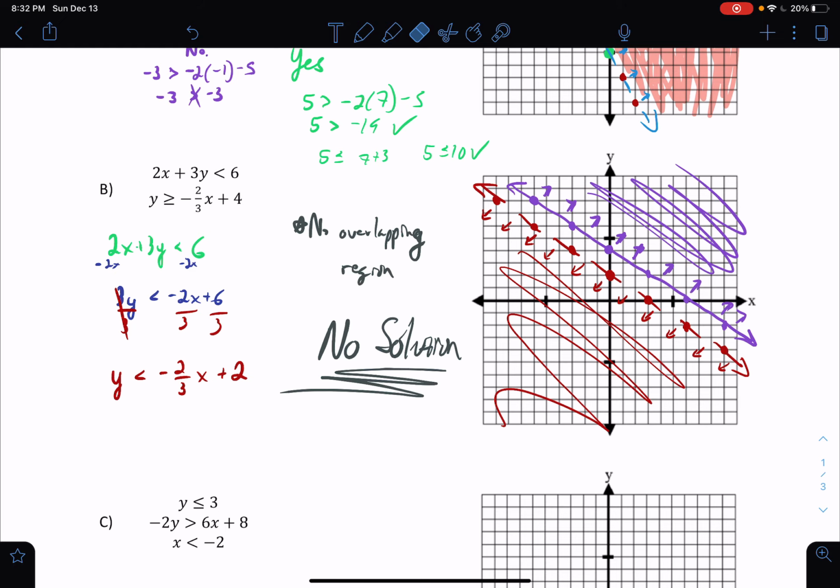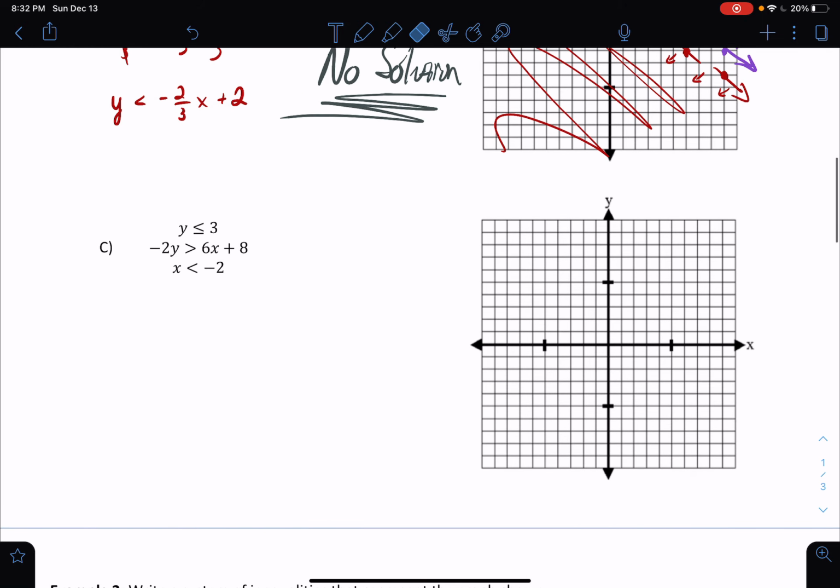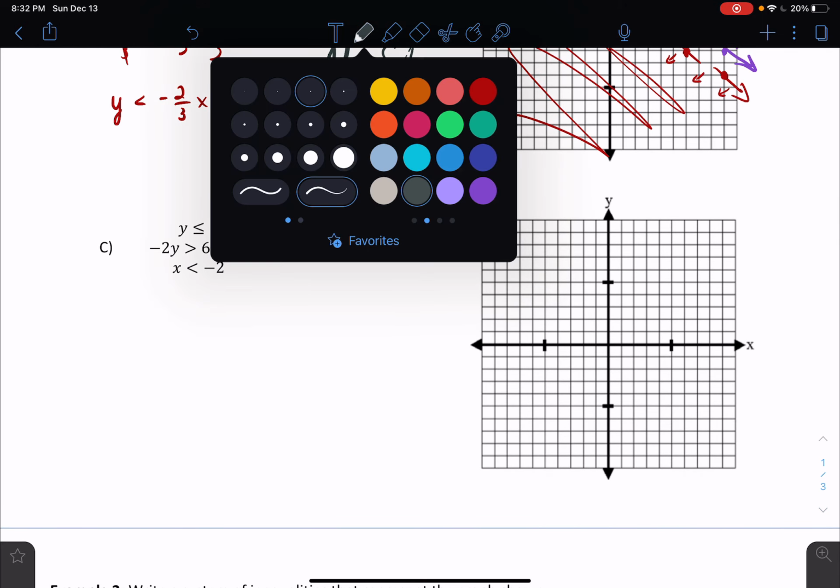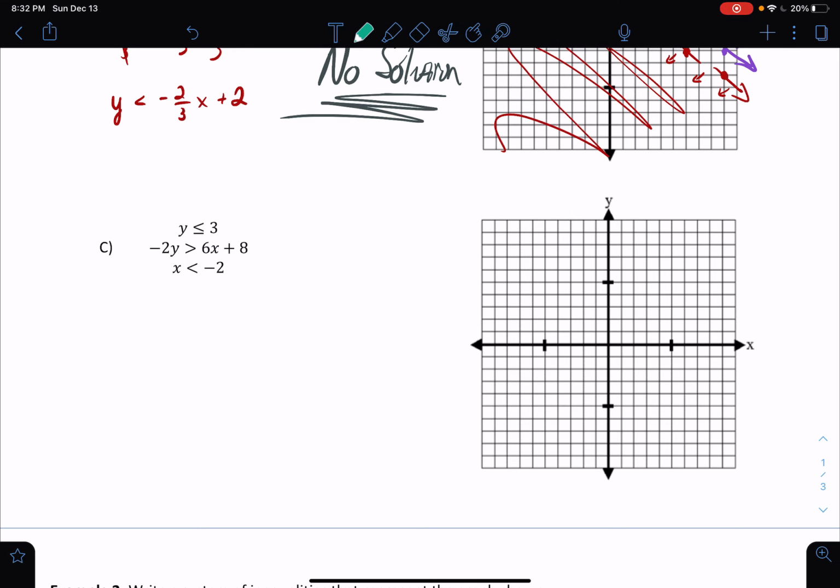Okay? One more. Let's graph these. First off, we've got y is less than or equal to 3. So that is going to be the horizontal line through 3. It's solid because I have equality. So it's going to be a solid line through 3. And y is less than or equal to, so I'm going to shade below.